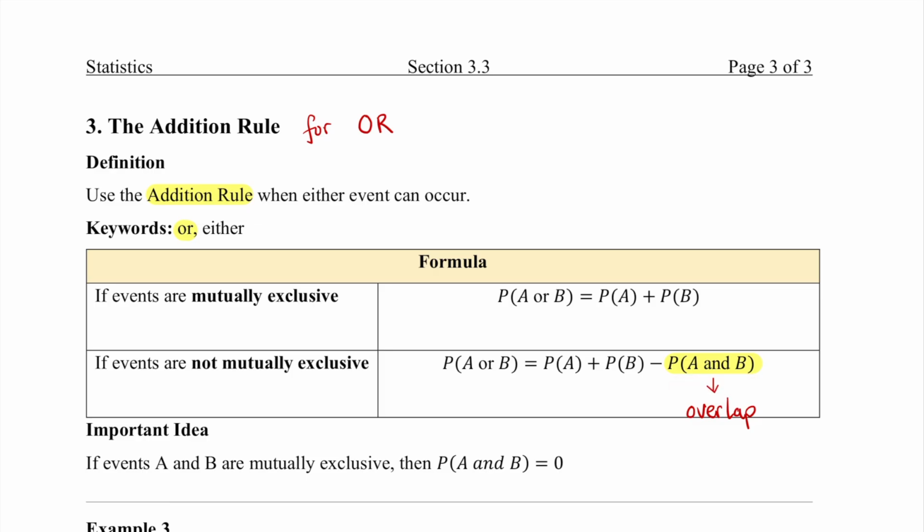And if the events A and B are mutually exclusive, then the probability of A and B equals 0. This means if the two events are mutually exclusive, they cannot occur together. There will be no overlap.